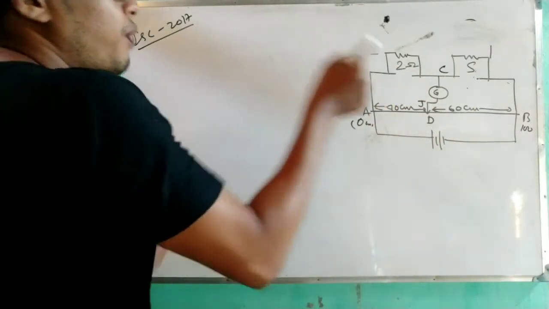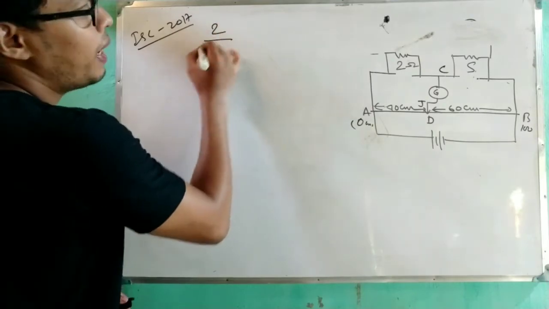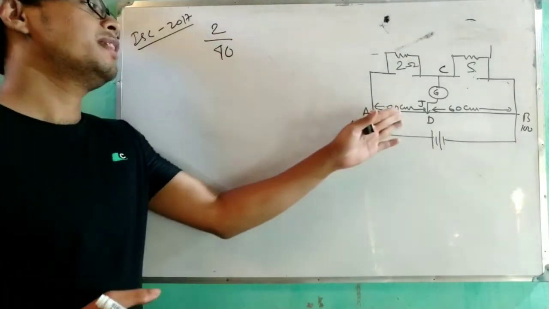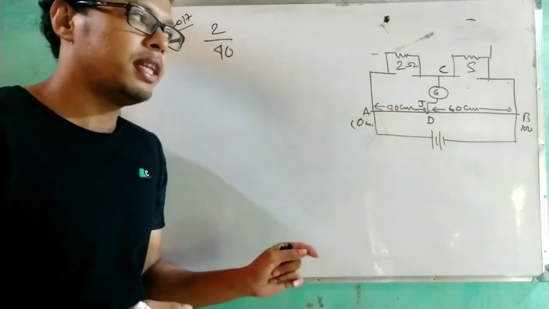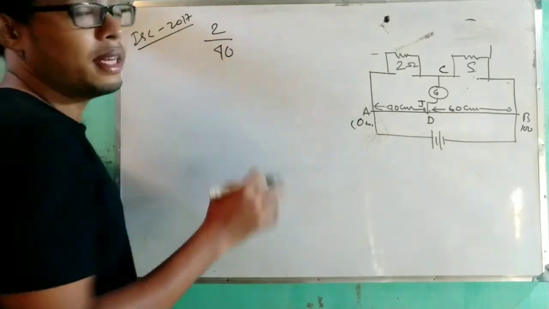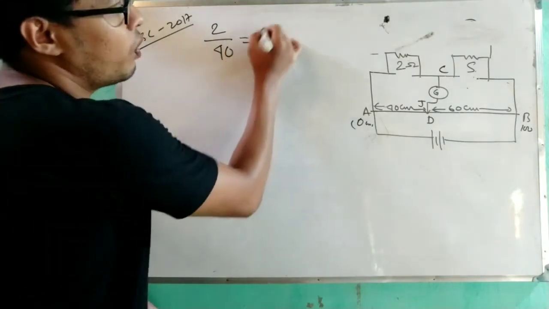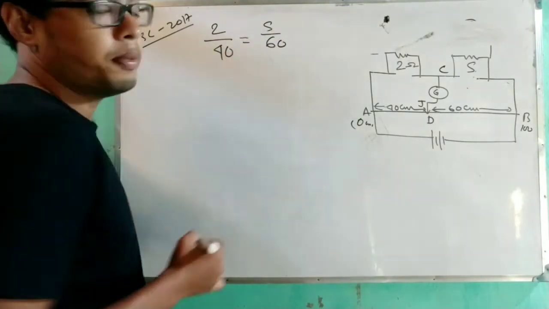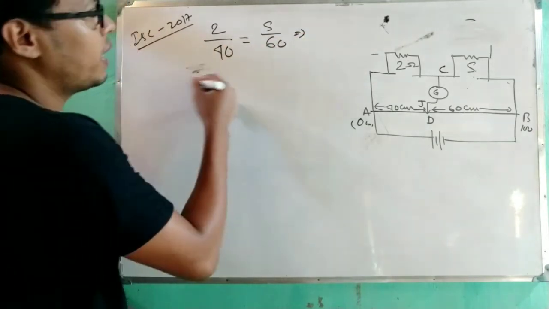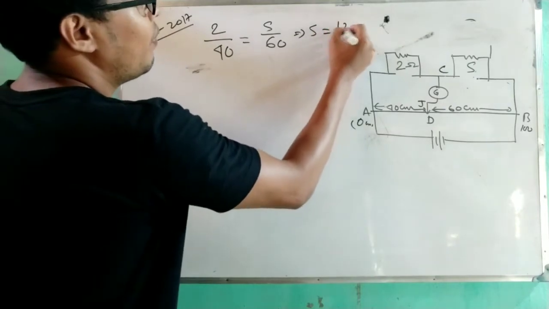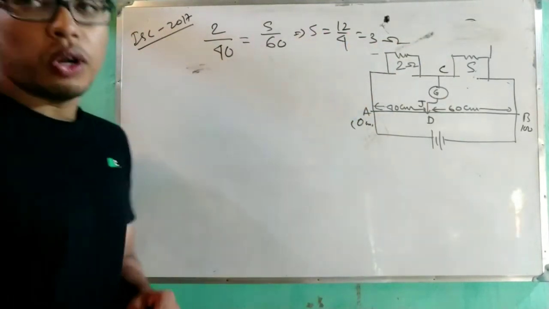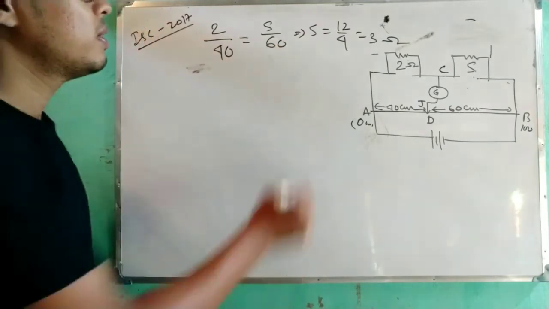Now first I will apply 2 by 40, because in 1 centimeter length the resistance is R, so in 40 centimeter length, the resistance will be 40 into R. I am not writing R because R will cancel from both sides. So 2 by 40 equals S by 60. Now the zeros cancel, S equals 12 by 4, which means 3 ohm. So the value of S we got. This is the first answer.